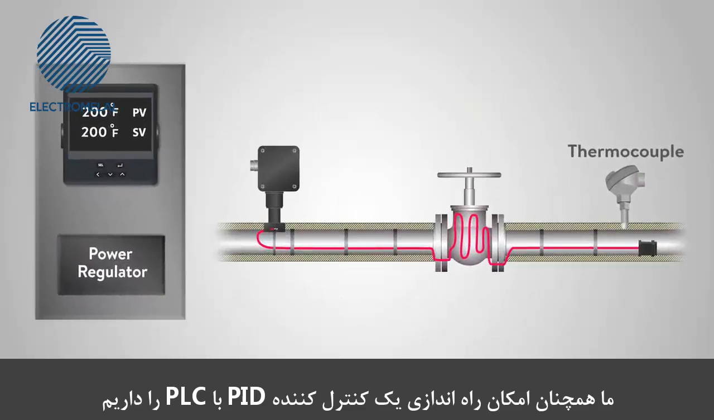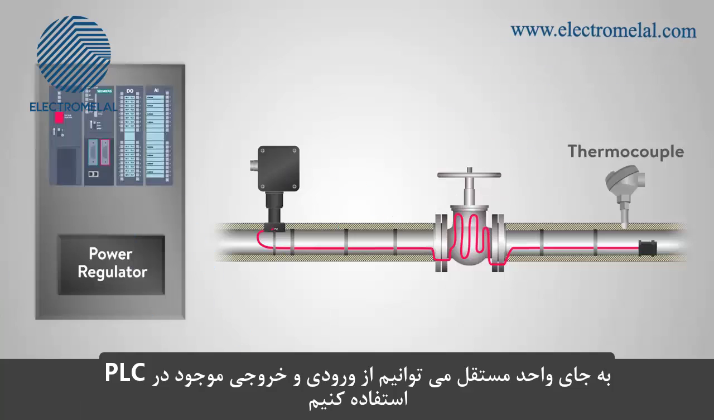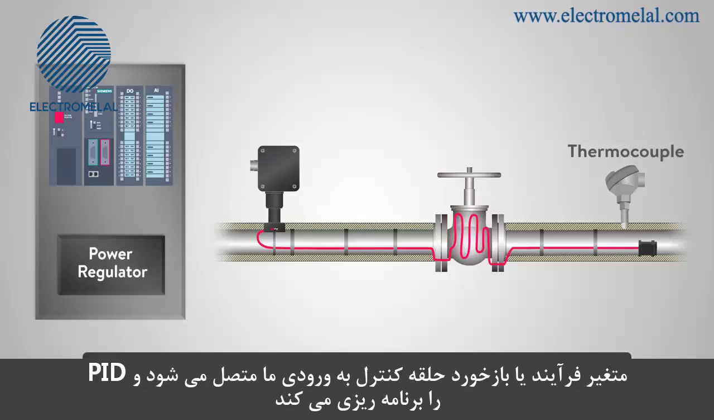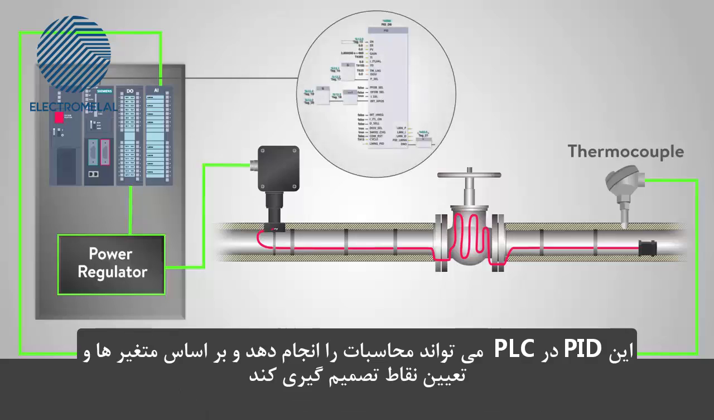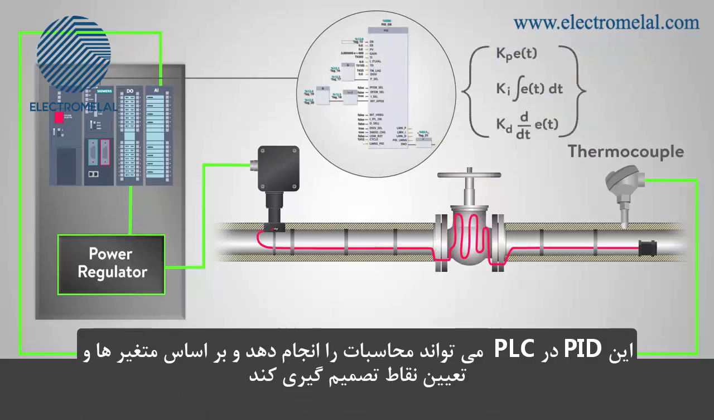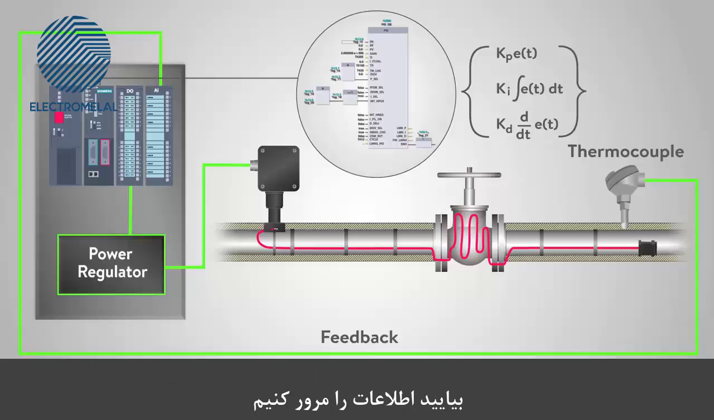We also have the option of setting up a PID controller with a PLC. Instead of the standalone unit, we can use the input and output cards already on our PLC. The process variable, or control loop feedback, would be wired to our input card and programmed into the PID. Our output being controlled is wired to our output card. The PID and the PLC can do all of the math and make the decisions based on the variables and set points. No matter which way you decide to set it up, a PID is an excellent choice for an automated process. Let's look back at today's information.